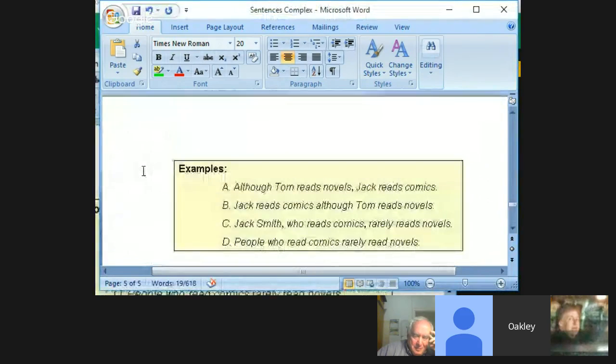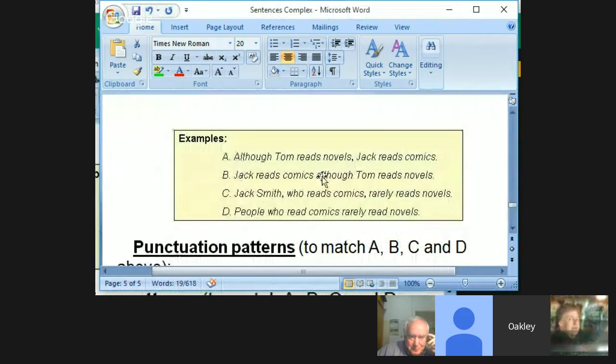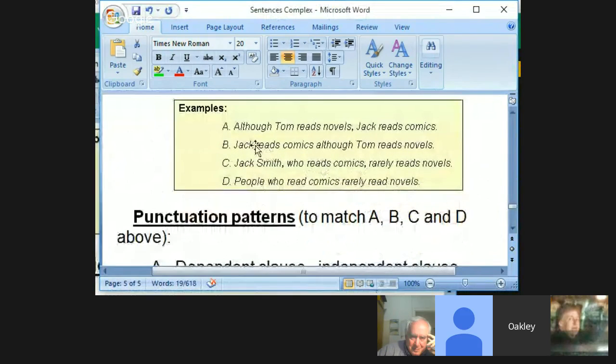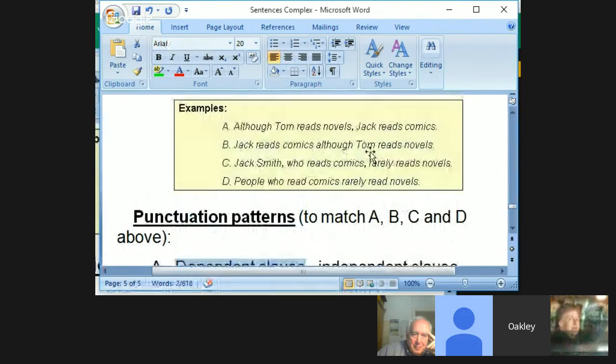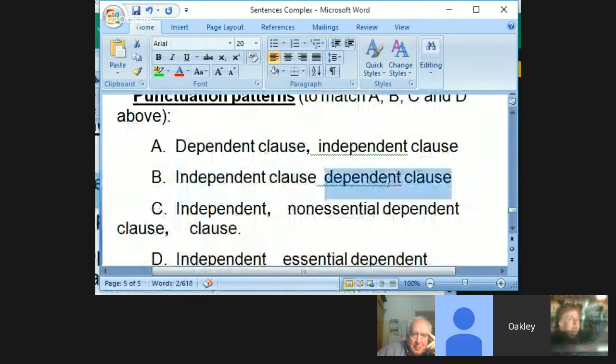Okay. One more note. A quick review of the punctuation. We've only got a couple more minutes. Let's look at these examples here. Although, obviously a subordinator. Although Tom reads novels, Jack reads comics. Subordinating clause first, we need a comma. So there it is: dependent clause, comma, independent. In B, Jack reads comics, although Tom reads novels, just reversed. We don't need a comma.